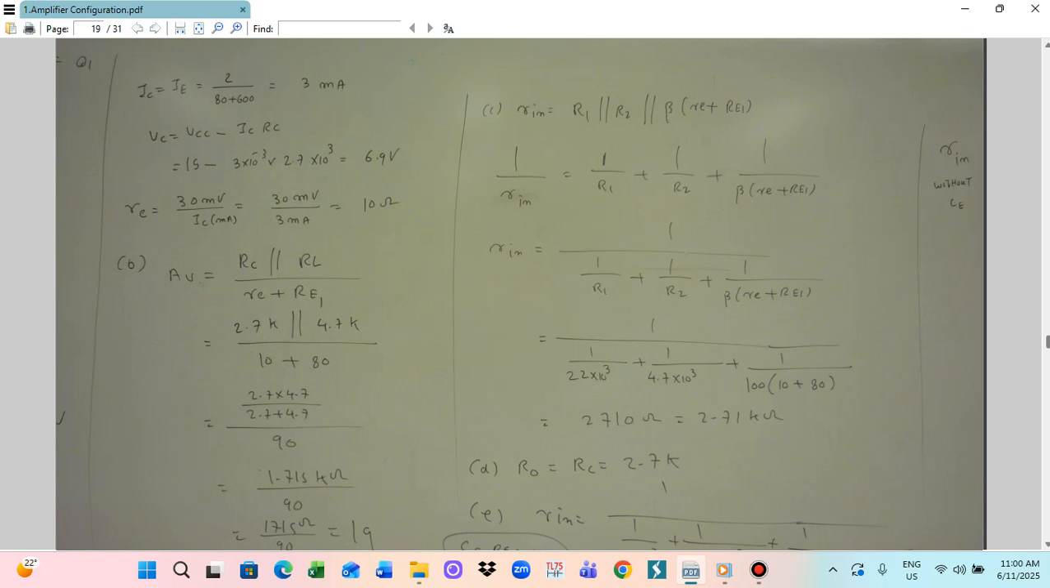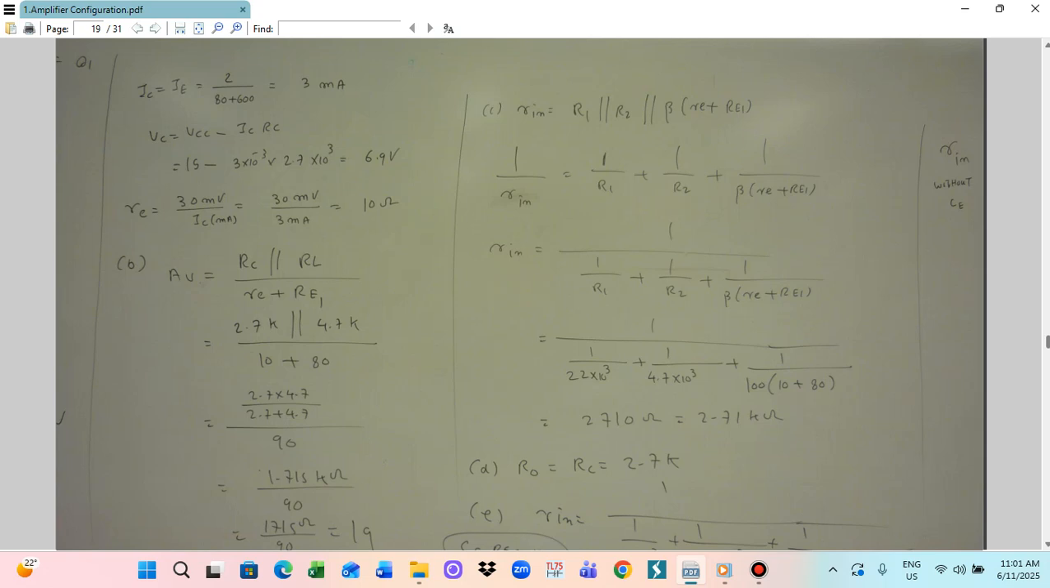This formula is the most appropriate because this circuit is a non-open circuit. This amplifier is connected to the load, so the load impacts the gain. The gain influenced by the load can be calculated by this formula. So we write down RC parallel RL divided by RE plus small re. This RE is RE1, because RE2 is bypassed by the capacitor, so only RE1 will be affected. So you substitute here.